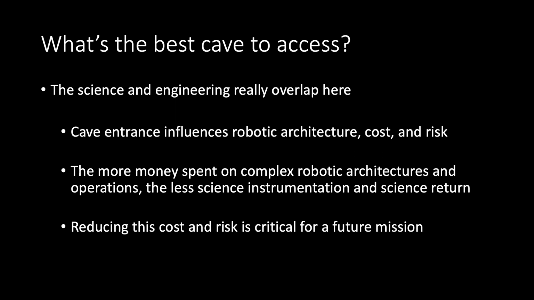If you have to go with a fairly complex robotic architecture, then you have less budget for science instrumentation, and that can hit your science return. In addition to that, reducing cost and risk is critical for convincing an organization to give you $1 billion to go do this, because the last thing they want is for you to get the spacecraft all the way there and have it fail.